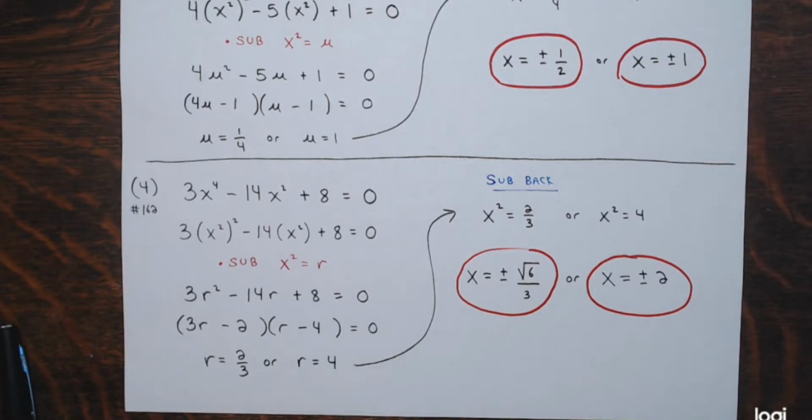Alright, so these first 4 questions were all very similar: a quartic equation, a degree 4 equation, where I substituted for x squared. But you're not always substituting for x squared. There's plenty of other equations out there that are quadratic in form, and we're going to see some more next.